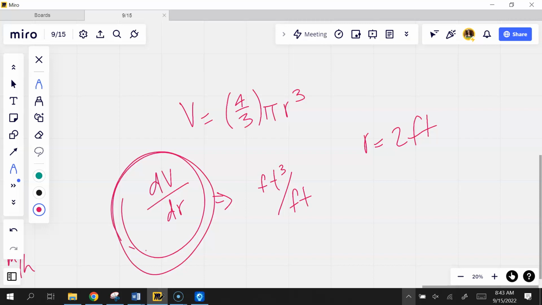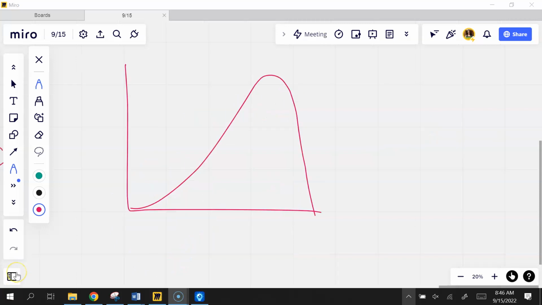Let's see. If I do the derivative, it's going to look, so I'm at 0, I'm starting out, it's not quite a line, but it starts out almost linear, but then it starts getting steeper faster, maybe something like that for the velocity.